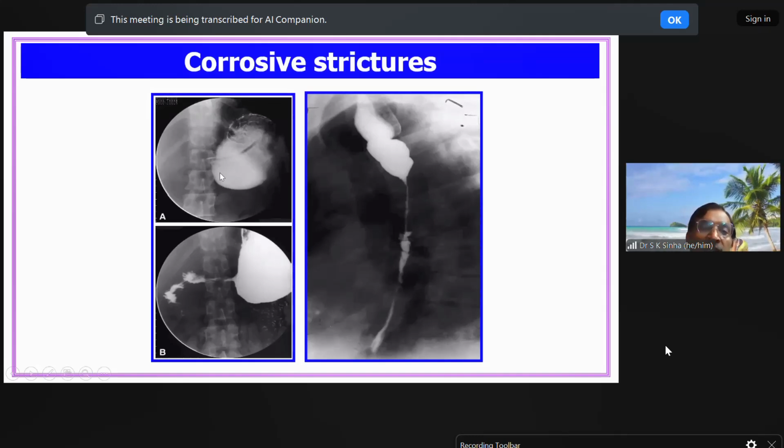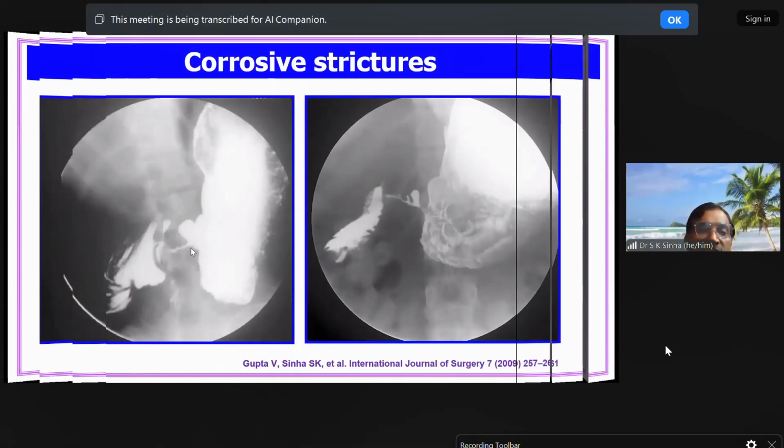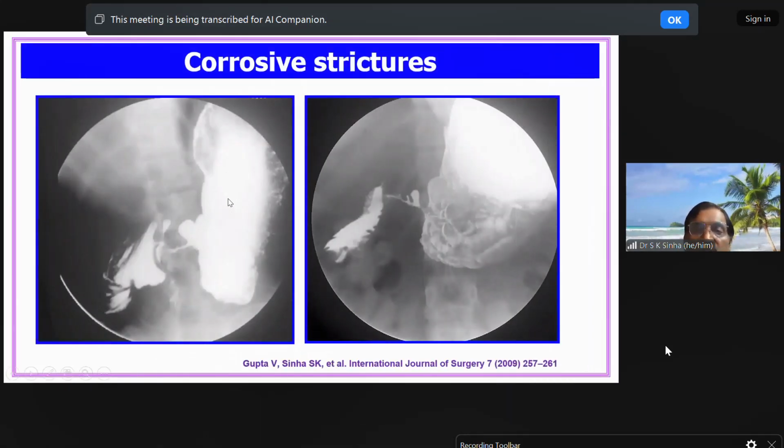So what you are seeing here is hardly any contrast spilling after some time. A small amount of contrast is passing, but there is a long antral stricture. So this is a barium stricture, and again a very similar patient. You have a long antral stricture out here, and these are called pseudodiverticula. These are also diagnostic of benign strictures. Pseudodiverticula are less commonly seen in malignant strictures. They are more commonly seen in benign strictures.